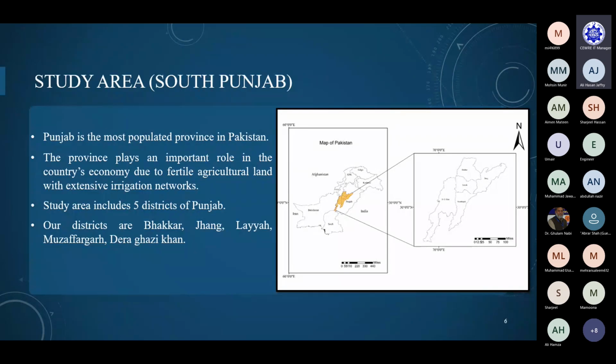Study area is South Punjab. Punjab is the most populated province in Pakistan. The province plays an important role in the country's economy due to fertile agriculture land with extensive irrigation networks. Study area includes 5 districts of Punjab. Our districts are Bhakkar, Jhang, Layyah, Muzaffargarh and Dera Ghazi Khan.